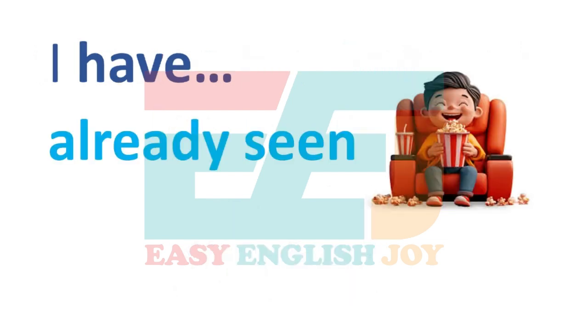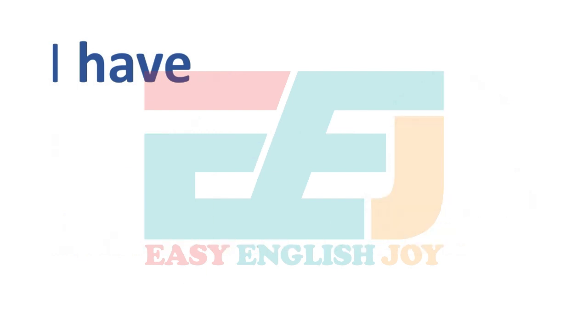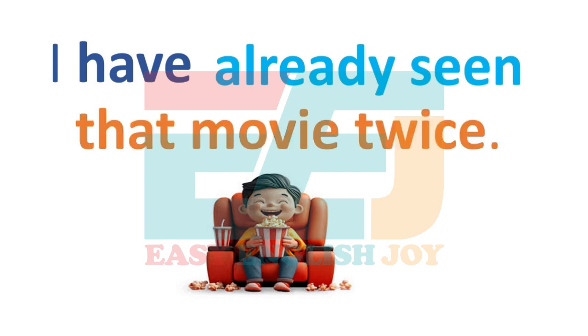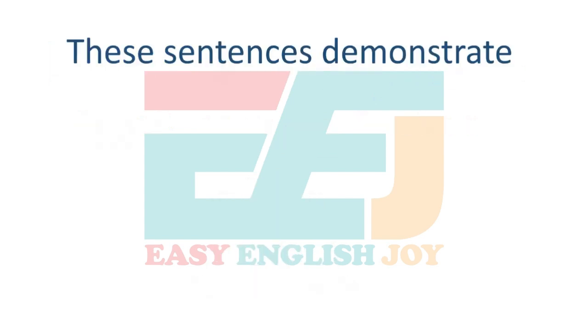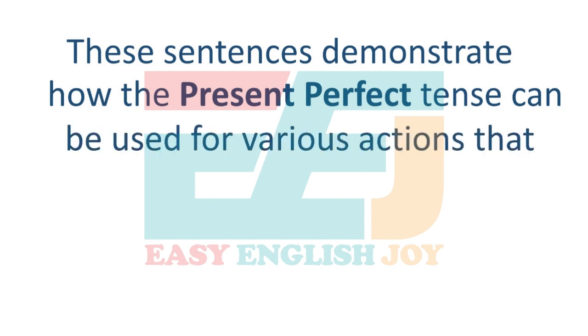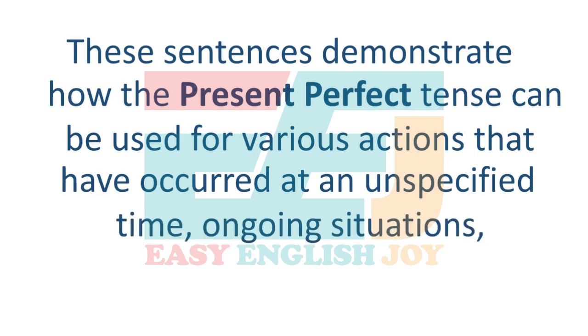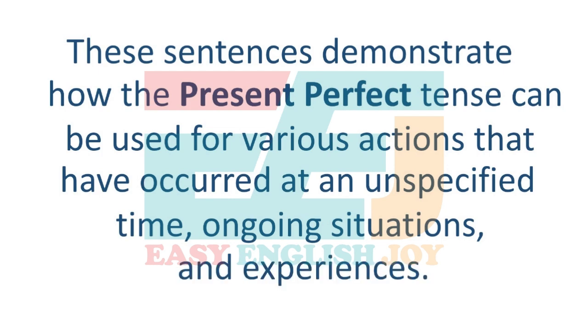I have already seen that movie twice. These sentences demonstrate how the present perfect tense can be used for various actions that have occurred at an unspecified time, ongoing situations, and experiences.